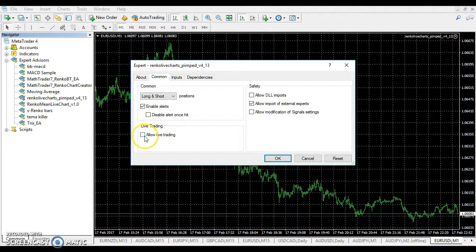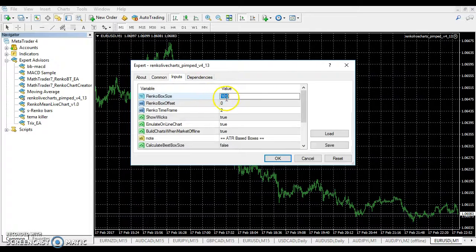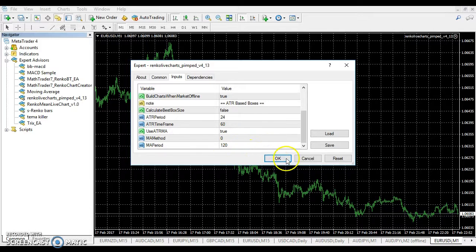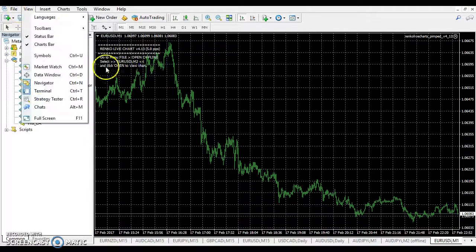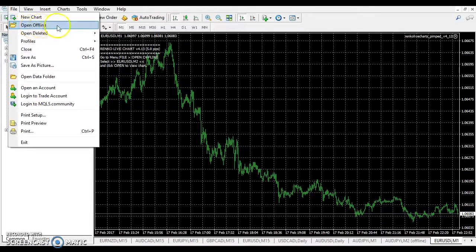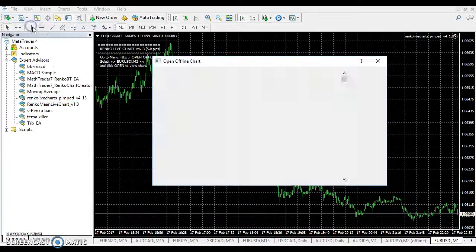You want to make sure you got allow live trading and allow DLL imports clicked. Make this 5. Show wicks false, and everything else should be okay. And click OK. Go up here to go to File. It's going to tell you what to do here if you need any help. Go to File. Go Open Offline.